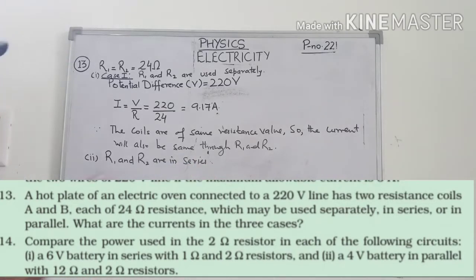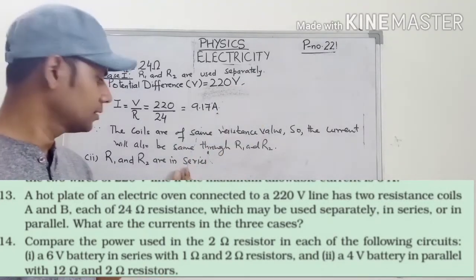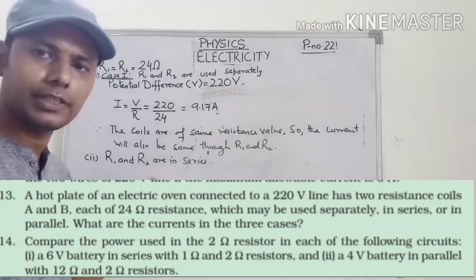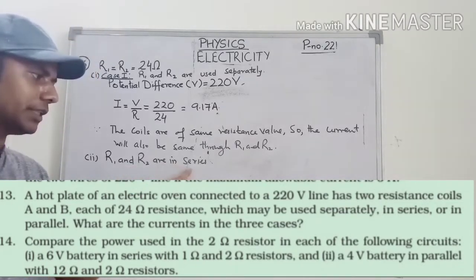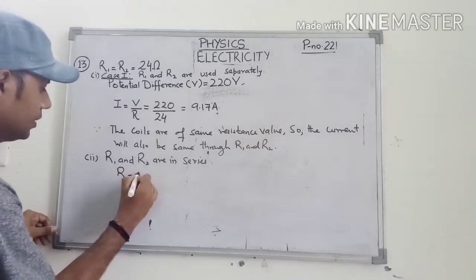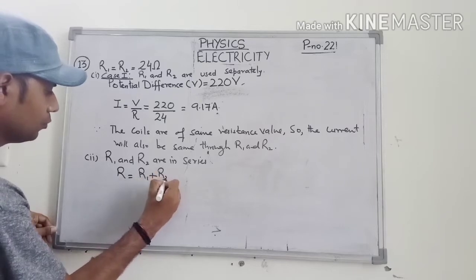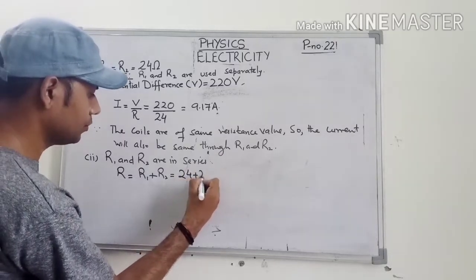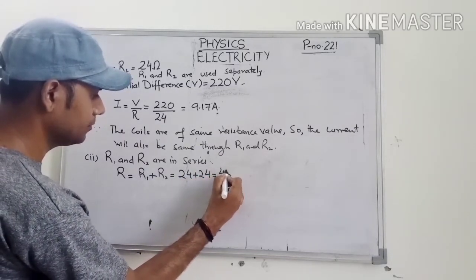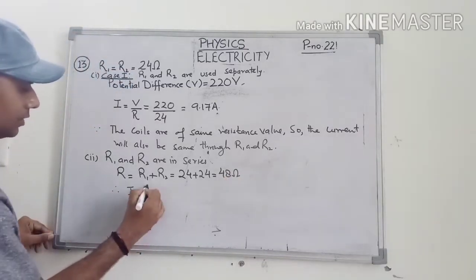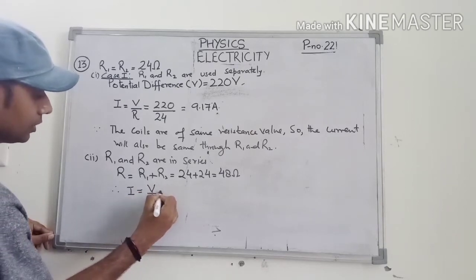Okay, one thing you have to remember here. Potential difference, that is same 220 volts. But what is changing here? The combination of R1 and R2, that is changing. So accordingly you will find out the equivalent resistance. Now since R1 and R2, they are in the series combination, so for the series combination, the equivalent resistance is given by the formula R1 plus R2. R1 is 24. R2 is also 24. What you will get here? 48 ohms. Therefore, the current in the series combination is given by the formula V upon R.